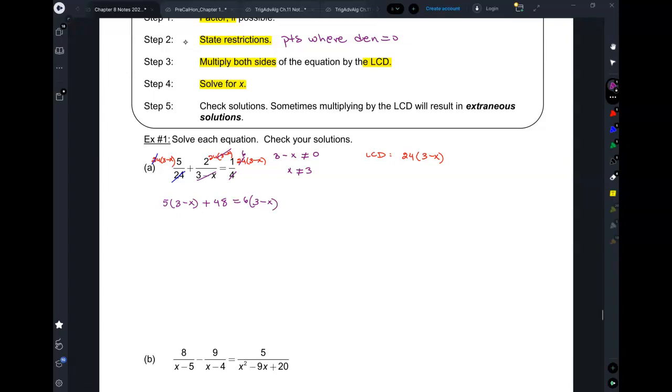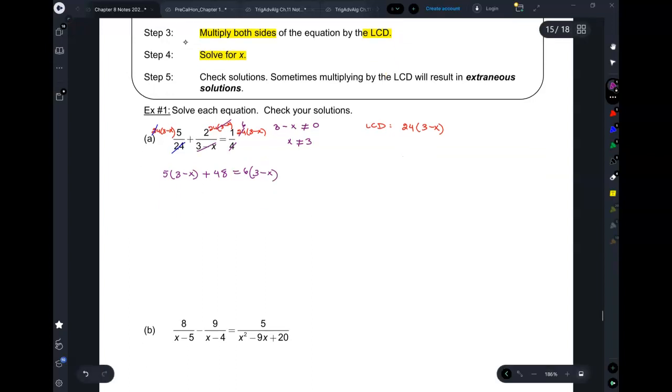All right, so what do we have now? Let's distribute. We get 15 minus 5x plus 48 is equal to 18 minus 6x. So x eventually will be negative 45. Now, how do we check for extraneous solutions? When this goes into any of the denominators, it doesn't make any of the denominators 0, so we should be okay.